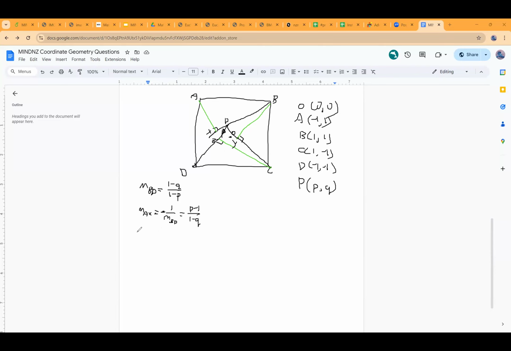Okay, so we have the gradient of AX, and therefore the equation of AX is using the same formula that we had last time. Ugh, that is unreadable. Oh my god. I need to get better with the mouse. Equation of AX is equal to, well, can't say it's equal to. It is just y minus, we use the point A here, right? y minus 1 equals the gradient, which is P minus 1 over 1 minus Q, times x minus -1, so x plus 1. So that's the equation of AX.